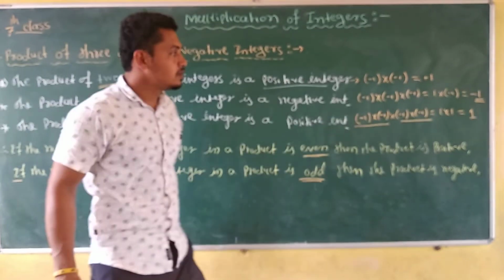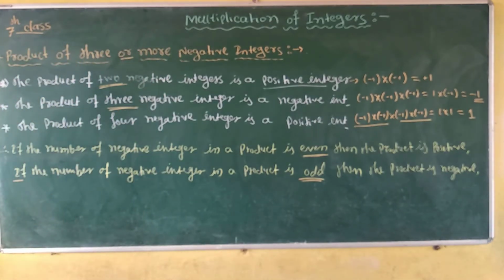Is it clear? So we shall stop here. In the next class we have to discuss the closure property of multiplication of integers. Okay, thank you.